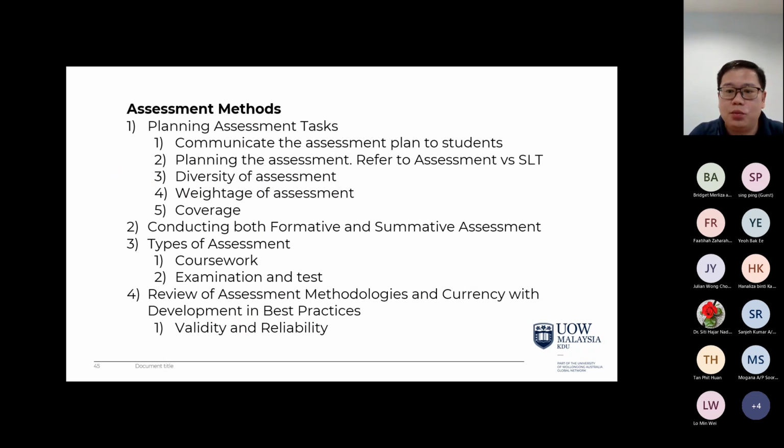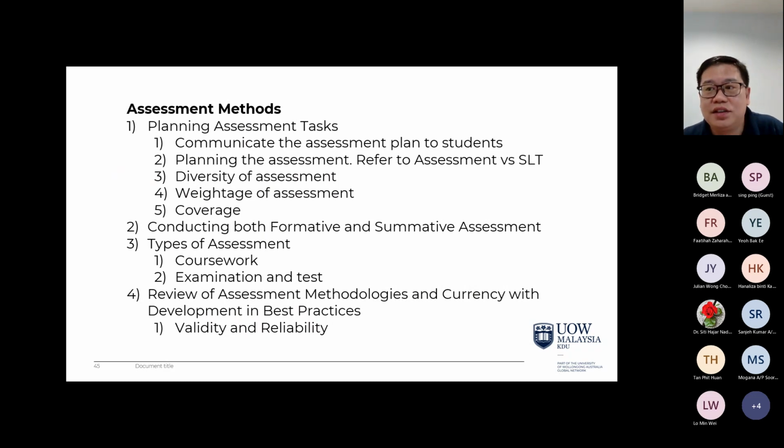Okay. Here, when you plan your assessment, refer to assessment versus students' learning time. Don't give them a 5,000 word essay and due in 24 hours. Depending on what level. Okay, certain levels may be possible. If you're giving a diploma student, maybe not. And then you can be quite assured that they're going to use ChatGPT.